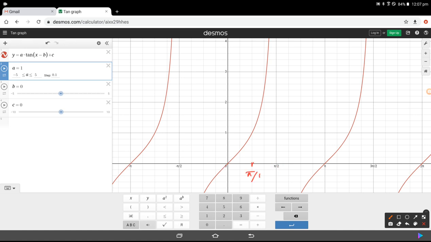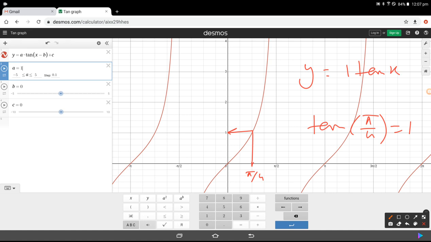At pi by 4, if you type tan pi by 4 in the calculator in radian mode, it gives you 1, and you can see that at pi by 4 I have 1. This is very clear. Now this is y equals 1 tan x.